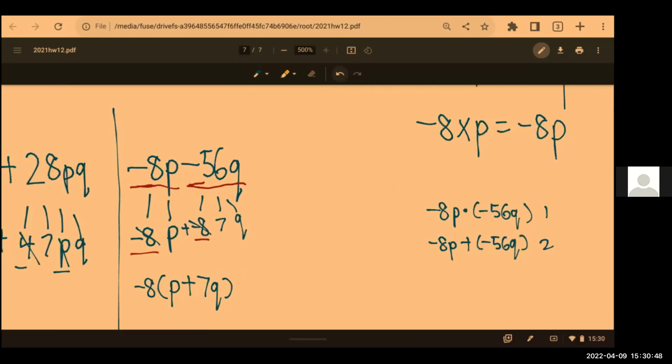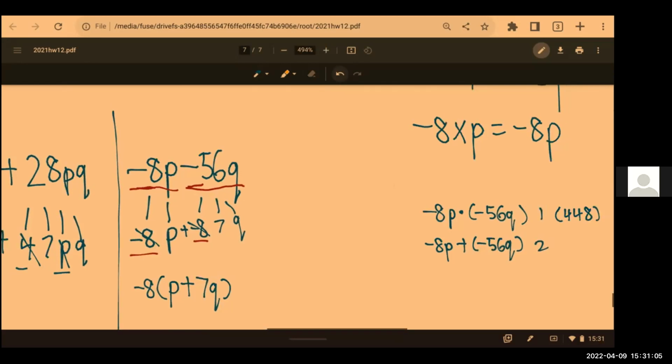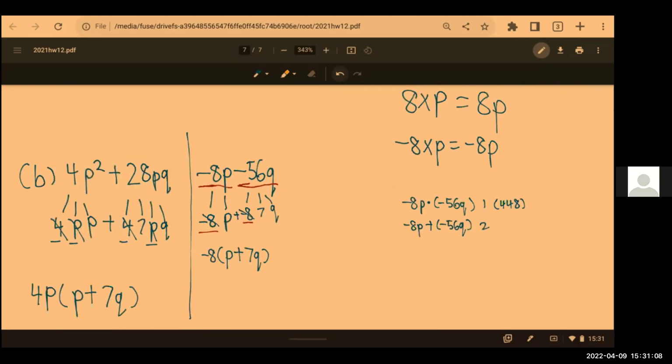So what do you get for 1? It's times. Use your calculator. What do you get for 1? 448. Go ahead, write it beside the 1. Write it smaller, we are running out of space. Then minus 8 times minus 56 is 448. Then the P and Q, how? Okay, that's the answer for 1. What about the answer for 2? Can you simplify the answer for 2?